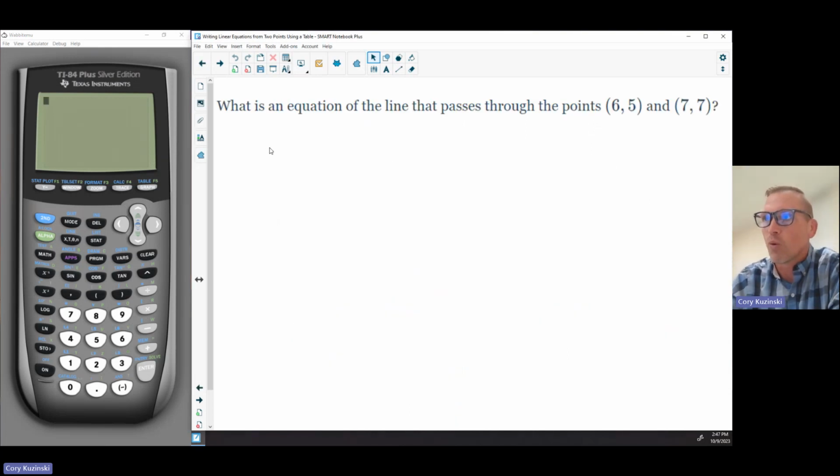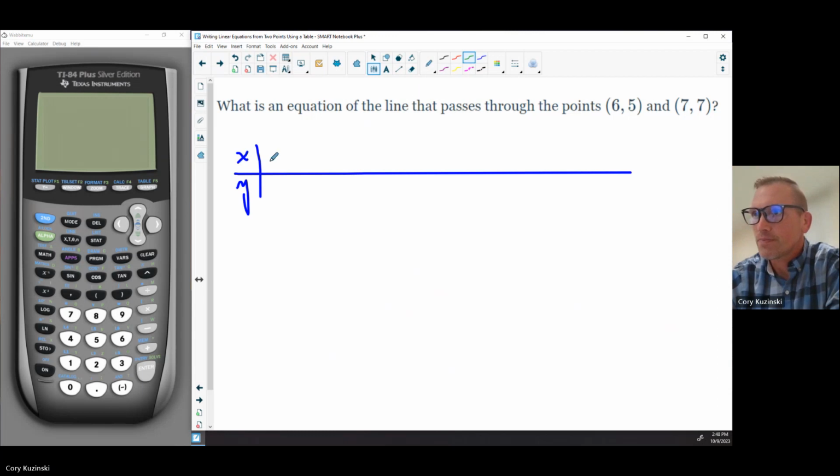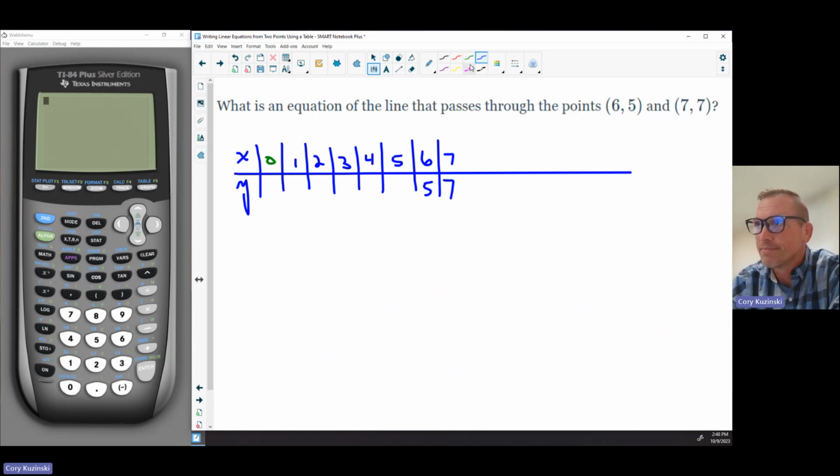I have 3 examples. What is an equation of a line that passes through the points (6, 5) and (7, 7)? I'm going to set up a table. I'm going to start it from 0, because that's my y-intercept, and I'm just going to build it up by ones. So 3, 4, 5, 6 gives me an output of 5. 7 gives me an output of 7. That's all we know.